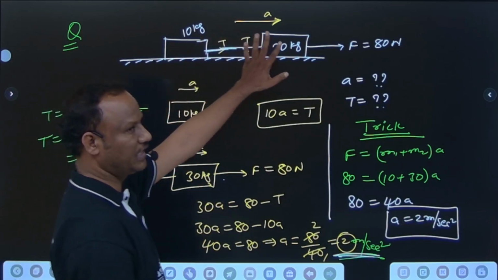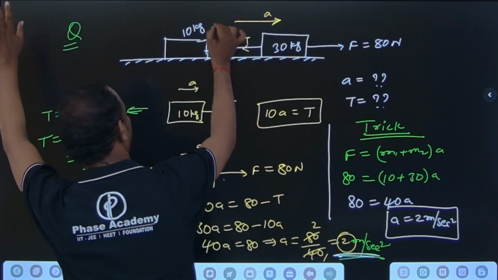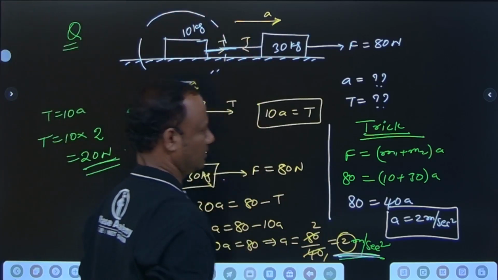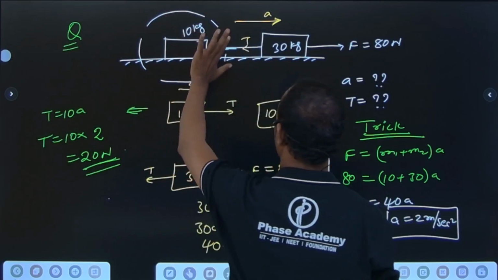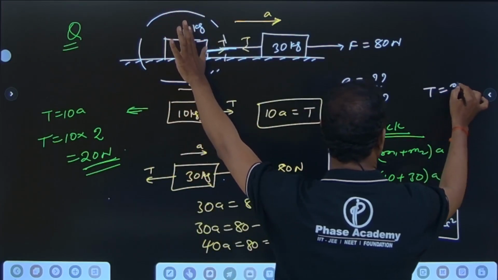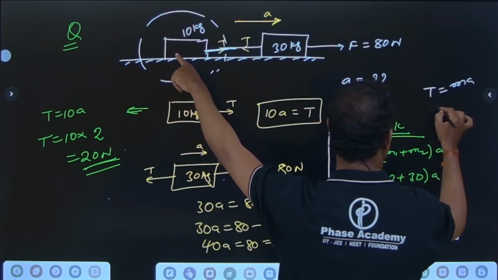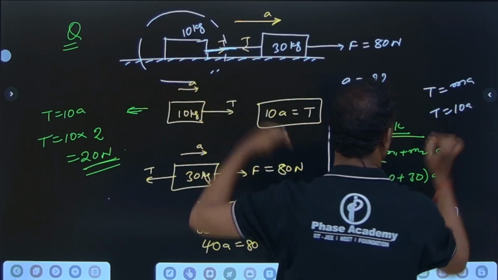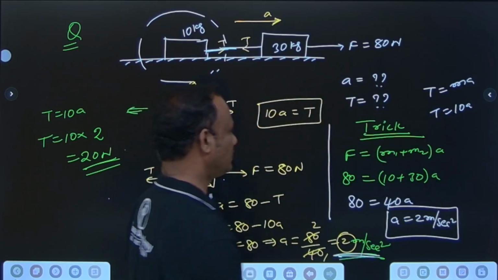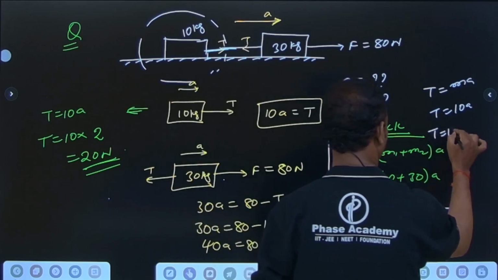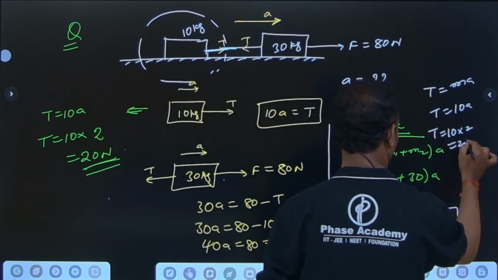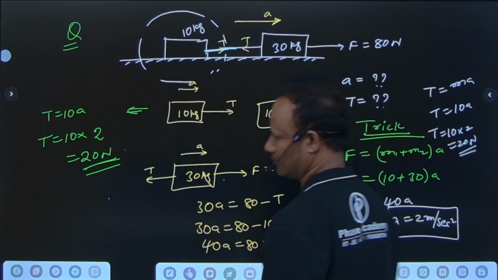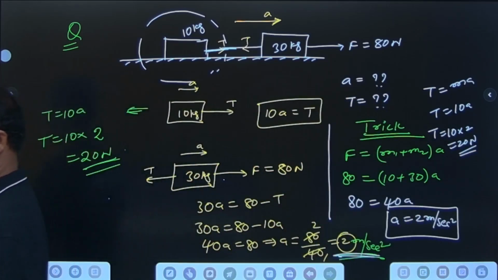From the free end, you always choose the free end. This is the free end. How many forces are acting on the free end? It's T. T is equal to ma. M is 10, so T is equal to 10a. T is equal to 10 into a, which is 2. It's 20 Newton. T is equal to 20 Newton. This is the way for problem solving based on Newton's laws.